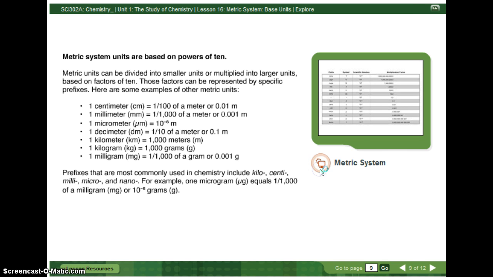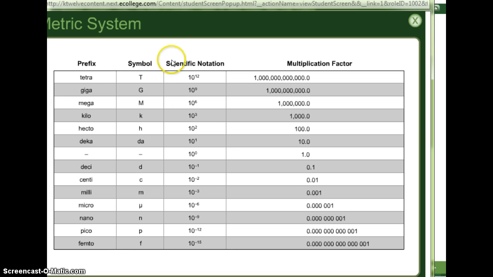Metric system. And you can go ahead and look this over. You can see we have nano, we even have pico and femto, so it gets even smaller. We can get even larger than kilo: mega, giga, tera. And again, you've heard these terms: a megabyte, a gigabyte, a terabyte. Those have the meanings of mega, million; giga, billion; tera, trillion. So trillions of bytes for your computer memory.